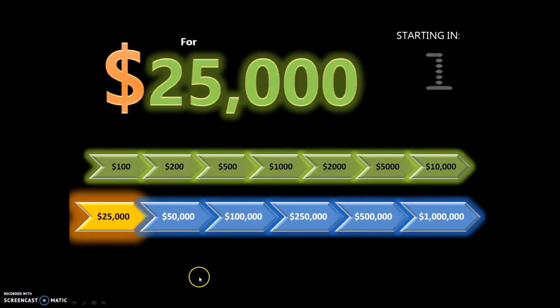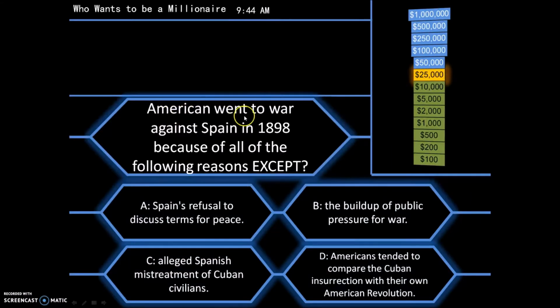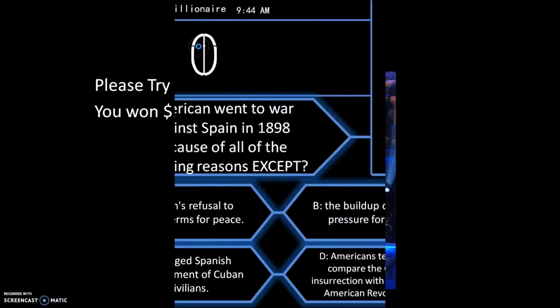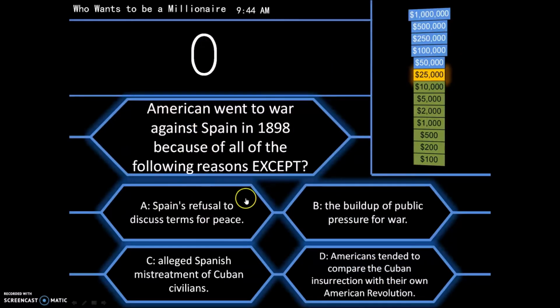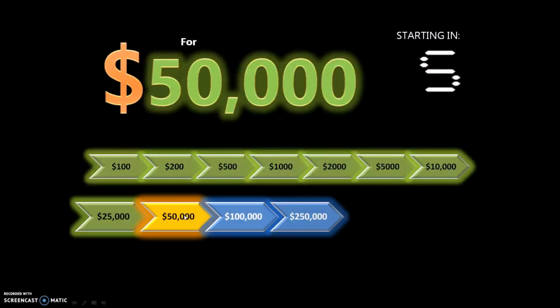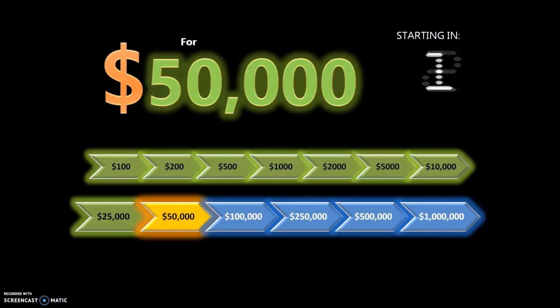Alright, next question. America went to war against Spain in 1898 because of all of the following reasons except A. Spain's refusal to discuss terms for peace. B. The buildup of public pressure for war. C. Alleged Spanish mistreatment of Cuban civilians. D. Americans tended to compare the Cuban insurrection with their own American Revolution. So, except for this one, because Spain actually, there you go, I forgot the timer again. Spain tried to settle their issues with the US. Alright, so let's move on to the next question.